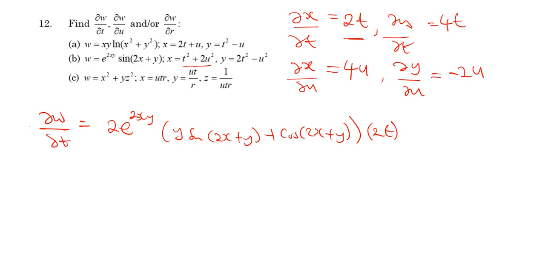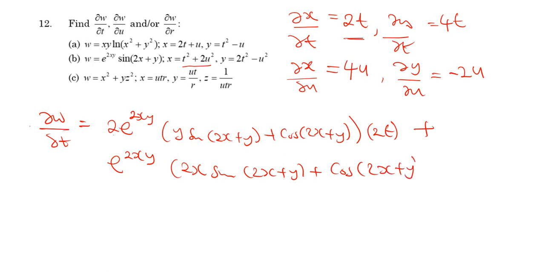But then I add plus, what am I doing now? The second one, which was e to the 2xy, then I have 2x here sine of 2x plus y, then I have plus cos of 2x plus y, like that. Then I close that one. So what is this going to be? Of course, I am multiplying by this 4t there.